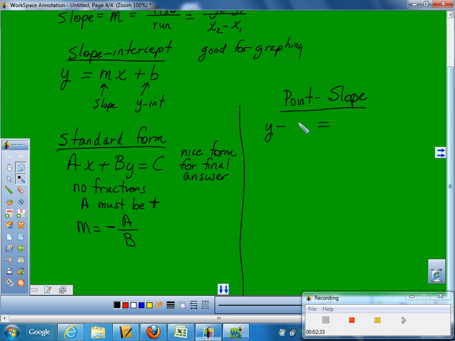Y minus y1 equals m times x minus x1. Now, why do I have subscripts on the x? Those are the numbers. The x1 and the y1, you put a coordinate in there. The first x and y, you don't put a coordinate. Okay, and of course then you fill in the slope. This one you know to use if you know a point on the line and you know a slope. Any point and the slope, you can fill it in this formula and get the equation of the line.